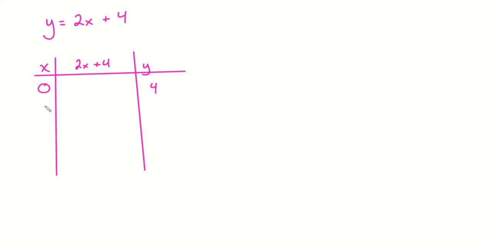Okay, give me another point then. 1 and it's 6. And then we might get a 2 and it's an 8. And if we put all these points on the coordinate plane, we'll have a straight line and we'll have our graph. Everybody agree with that? Okay, now, does it really matter what values of x we pick on this one? Not really.